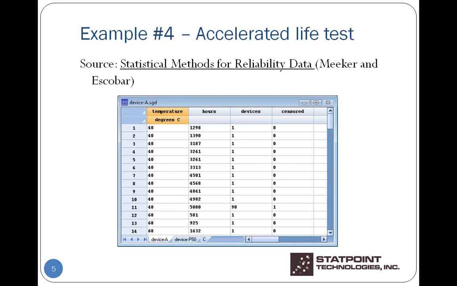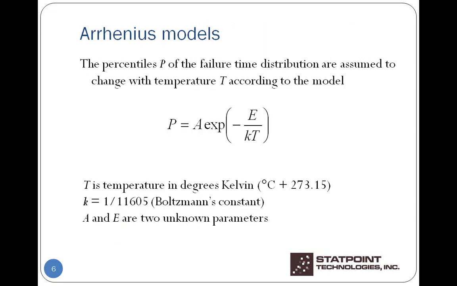And what we'll be using in this case will be the Arrhenius model to try to estimate what would have happened at normal operating temperatures based upon what happened at the larger operating temperatures. Now, the basic procedure is going to be the following. We are going to employ something called an Arrhenius model. An Arrhenius model is often used to describe the relationship between the percentiles of a failure time distribution and temperature.